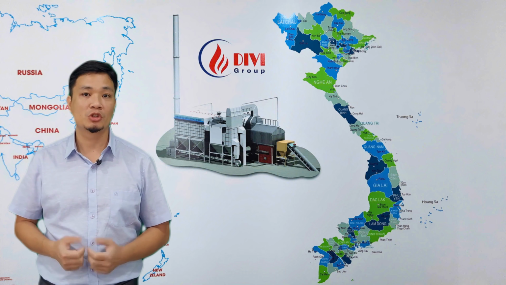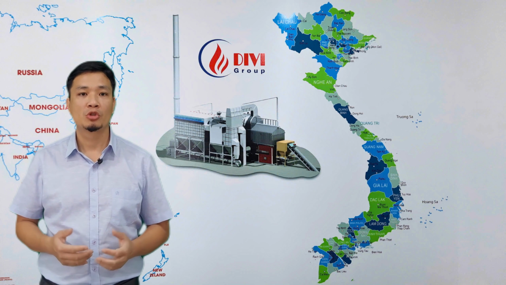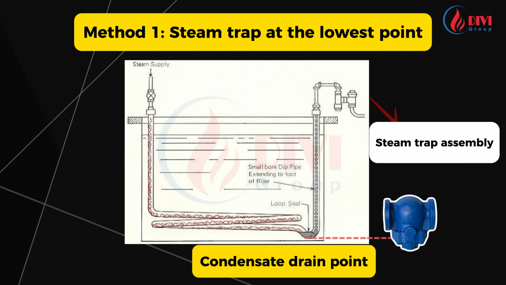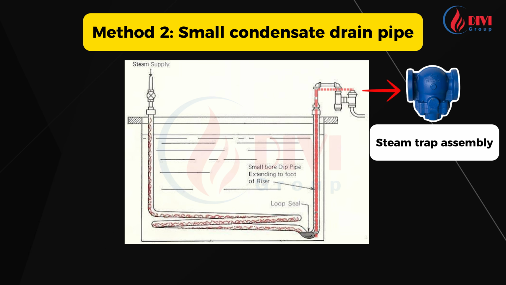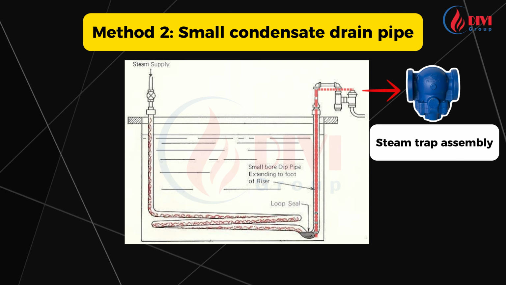If the system was originally designed this way, there are 2 solutions. Option 1, create a low point drain and install the steam trap there. Option 2, extract condensate at the lowest point using a branch pipe, which is a sub-pipe inside the heat exchanger.